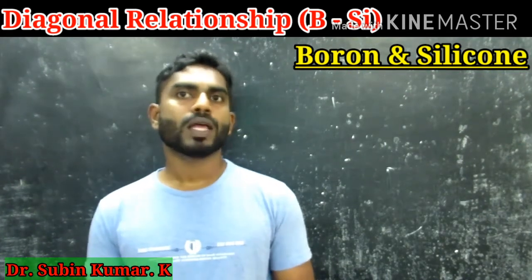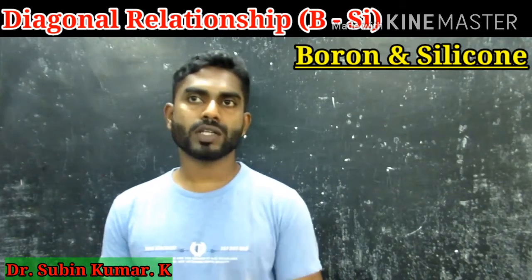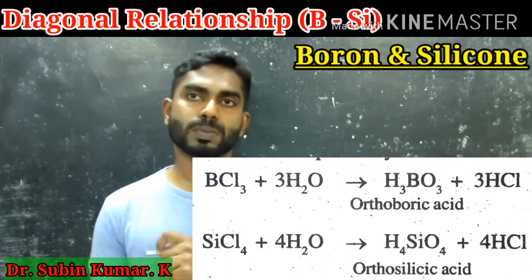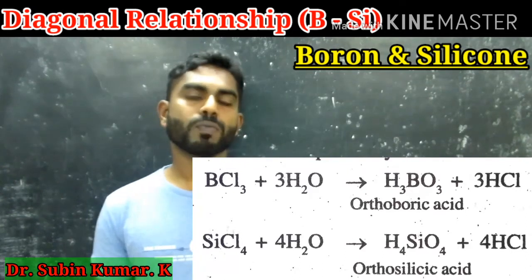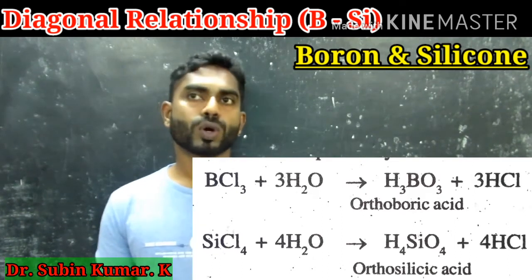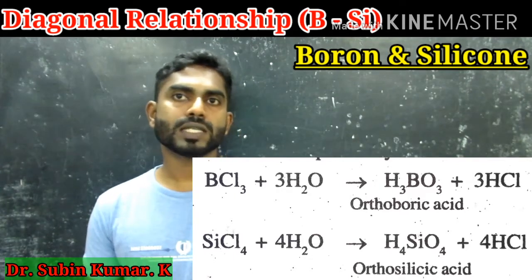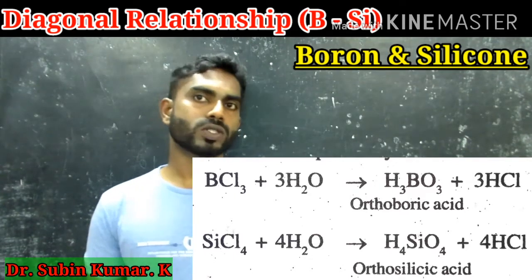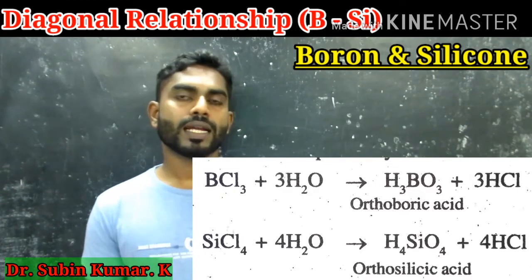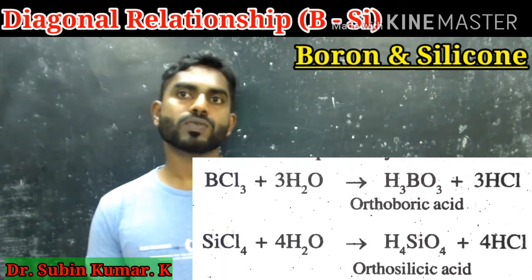Next property: the chlorides of both boron and silicon get hydrolyzed by water to orthoboric acid and orthosilicic acid respectively. The reactions: BCl3 plus 3H2O gives H3BO3 plus 3HCl, that is orthoboric acid. Then SiCl4 plus 4H2O gives H4SiO4 plus 4HCl, that is orthosilicic acid.